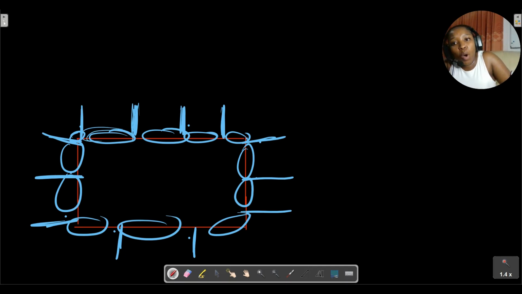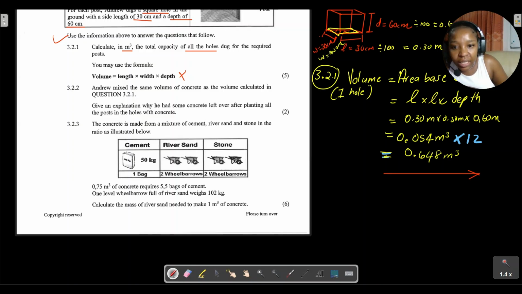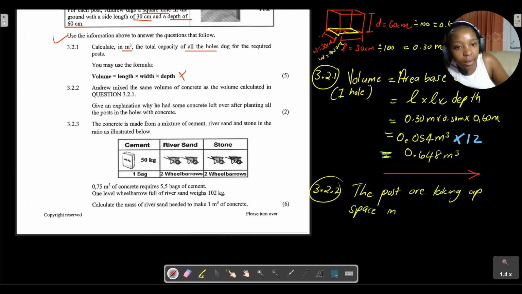You can see that these posts also take up a bit of space in the hole. Because these posts are taking up space in the hole, they occupy a bit of space, making the concrete that is required in that hole a bit less. So that is why he still has a bit of concrete left. To give our reason, we can just say that the posts are taking up space in the hole.